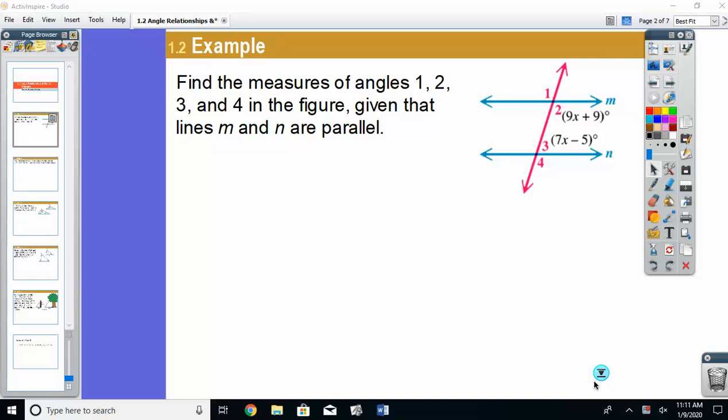Take a look at this example. We have this picture, and I want you to find the measures of angles 1, 2, 3, and 4 in this picture, given that lines M and N are parallel. So I'll give you a second to draw the picture in your notes before I start working it.